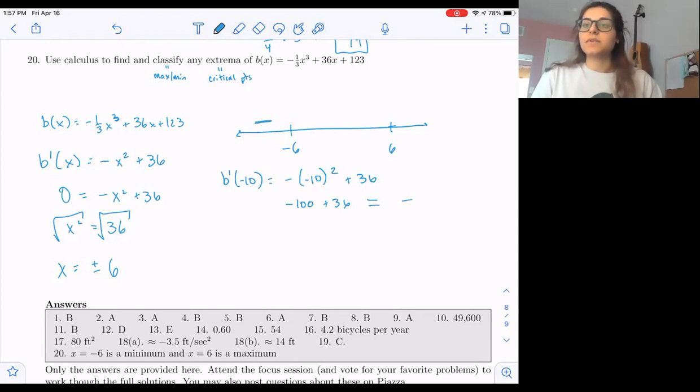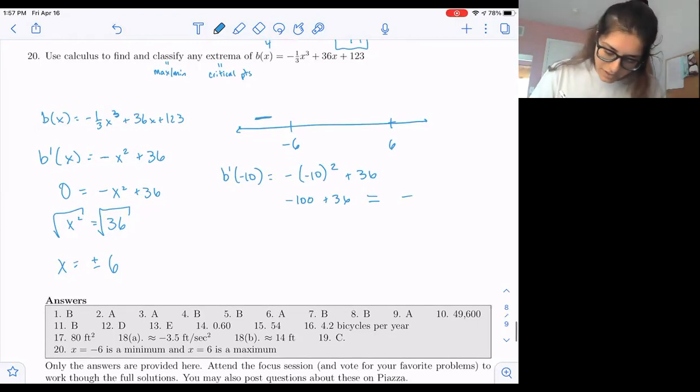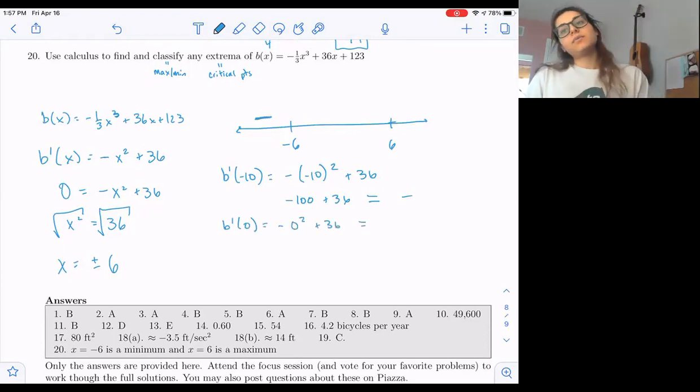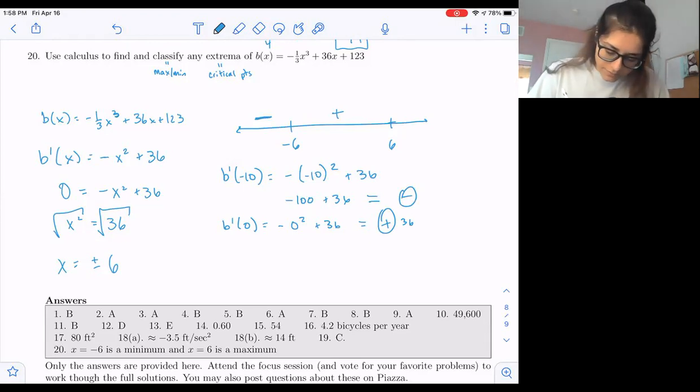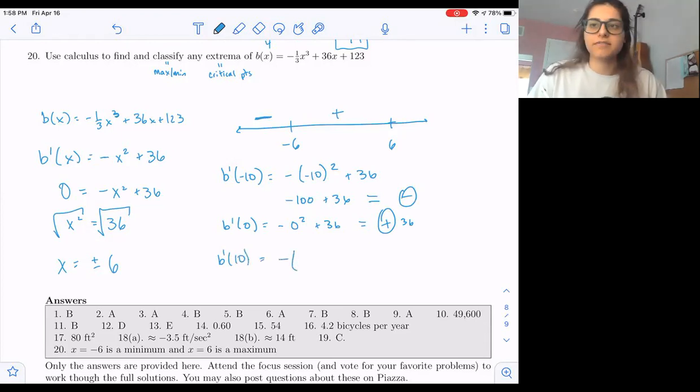All right, next we want to choose a number between negative 6 and positive 6. I will choose 0. So we have b prime 0 equals negative 0 squared plus 36. 0 plus 36 is positive 36. Don't really care about the 36, but it's positive. So here between negative 6 and positive 6, the slope is positive. The derivative is positive. The last one is a number above 6. So I will choose b prime 10. This is going to basically give us the same thing as b prime of negative 10. 10 squared is 100. Negative 100 plus 36, again, is negative.